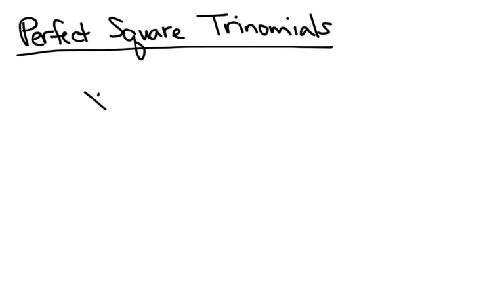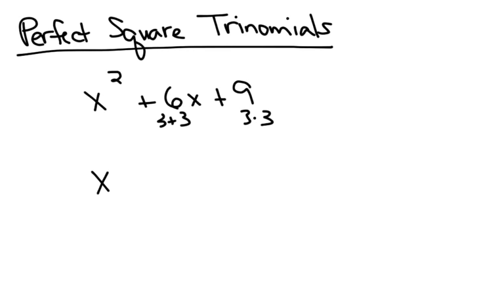A perfect square trinomial is one in which the middle term is the sum of a number and itself, and the third term is the product of those same two numbers. So because this is 3 plus 3 and this is 3 times 3, this is called a perfect square trinomial. Perfect square trinomials do not always have integers. So here's another example of a perfect square trinomial. Let's see. I gotta think about this for a second. x squared plus x plus 1/4. This is 1/2 times 1/2. The coefficient in the middle, which is 1, is 1/2 plus 1/2.